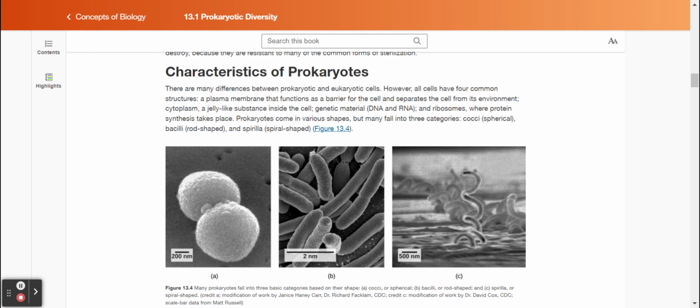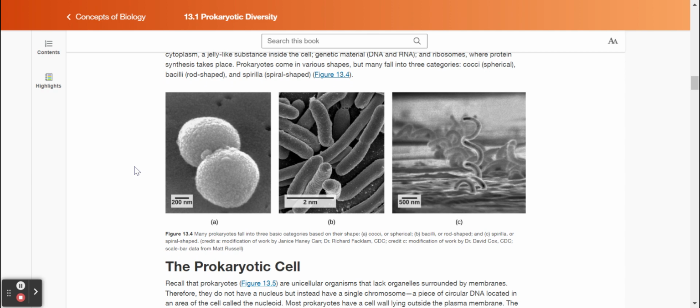Prokaryotes come in various shapes, but many fall into three categories: cocci, or spherical, bacilli, or rod-shaped, and spirilla, spiral-shaped. Figure 13.4. Many prokaryotes fall into three basic categories based on their shape. On the left, A, cocci or spherical. In the middle, B, bacilli or rod-shaped. And on the right, C, spirilla or spiral-shaped.